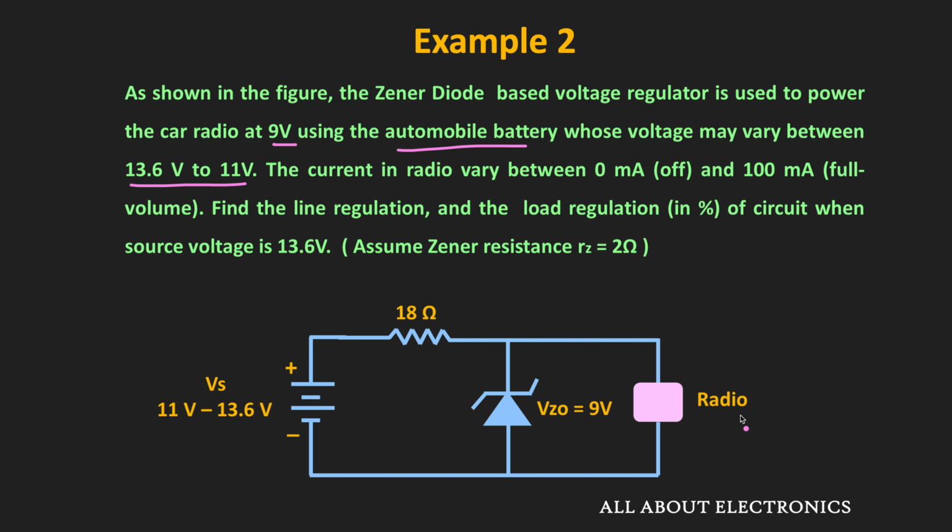That means whenever the radio is in the off condition, then it is drawing 0 milliampere. And whenever it is operated at full volume, then it is drawing 100 milliampere. That means here, the full load is equal to 100 milliampere, while the no load condition is equal to 0 milliampere. So for the given circuit, we've been asked to find the line regulation as well as the load regulation in percentage when the source voltage is equal to 13.6 volt. And we've also been given the value of the Zener resistance, that is equal to 2 ohm. So let us find that.